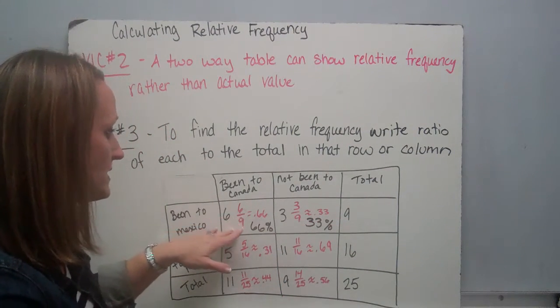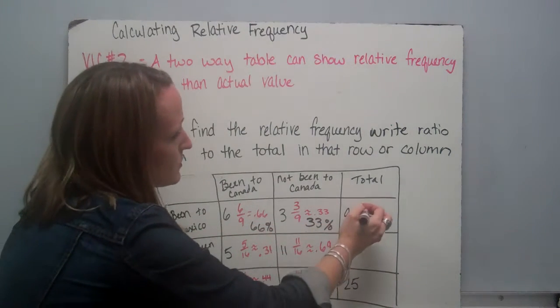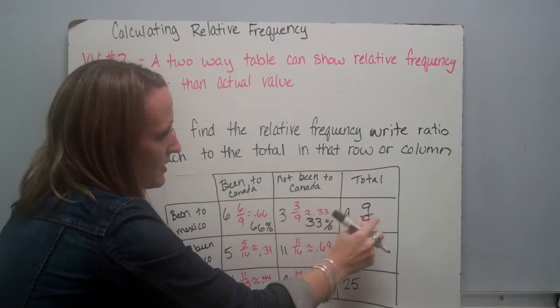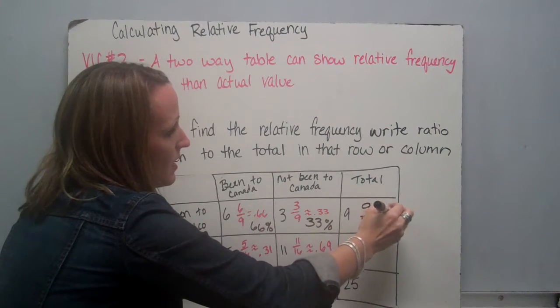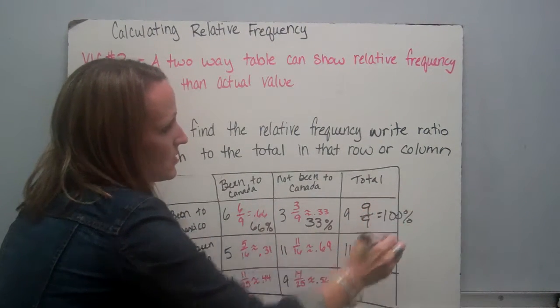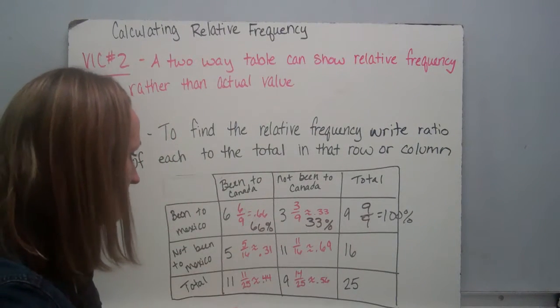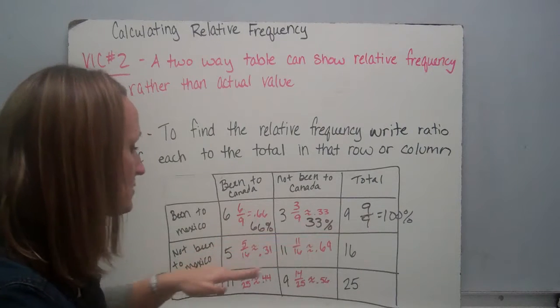Now, what you need to do is as you go across, this should equal 9 over 9. So 6 plus 3 would give you 9 over 9, or you would want to get 100%. You always want it to equal 100% as you go across the rows.